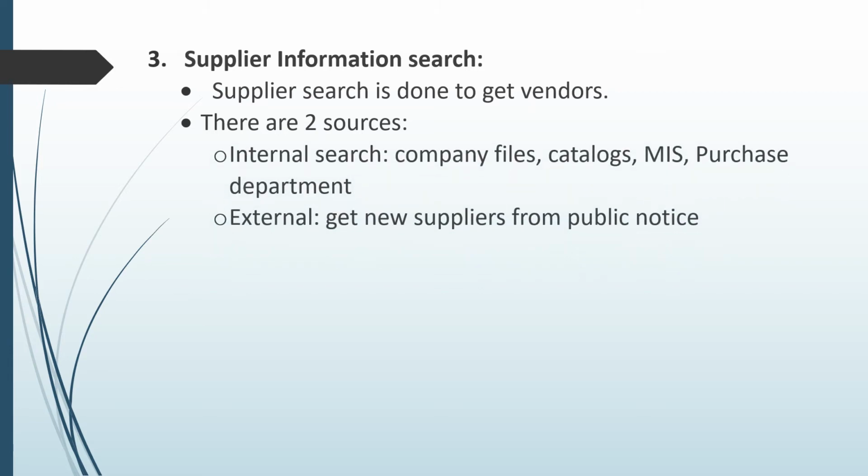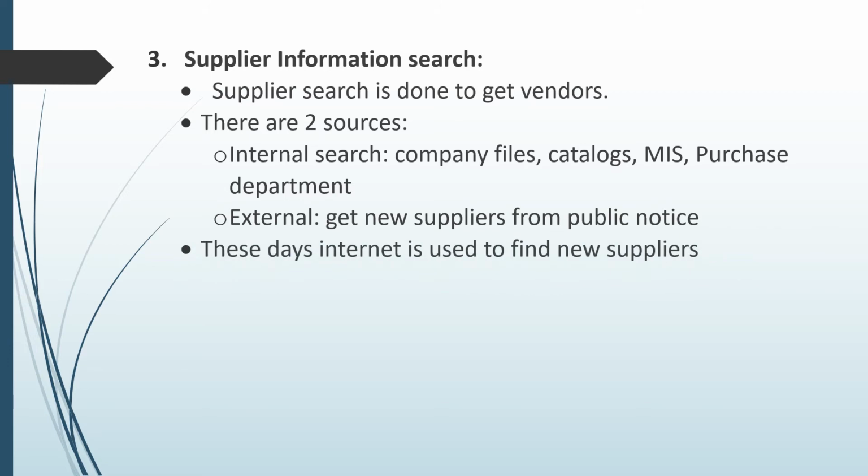There are two sources, internal and external. Internal is concerned with company files, catalogs, MIS, and the purchase department. External is concerned with getting new suppliers from public notice. These days the internet is used to find new suppliers.